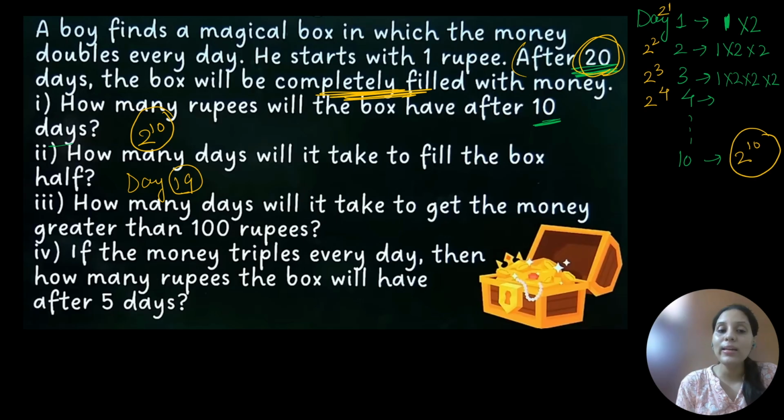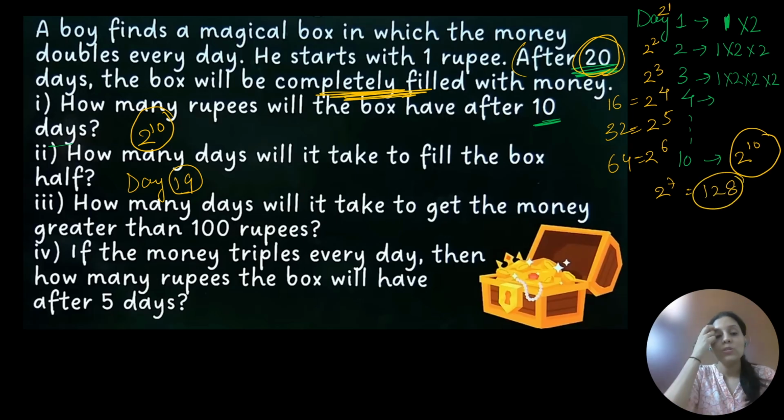Next, how many days will it take to get money greater than 100 rupees? Greater than 100 rupees. Now look, 2 power 4 is 16. Then 2 power 5 is 32. 2 power 6 is 64. 2 power 7 is 128. So greater than 100 rupees means on the 7th day. It will take 7 days.